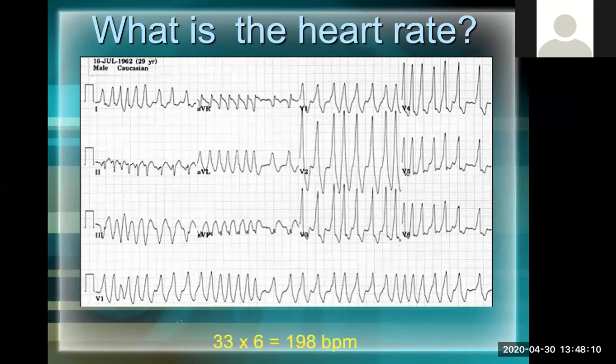So here, this patient has a pretty excited AF, but that's not the topic. You got 33 R waves inside the strip. You multiply by 6 if you want to do it that way. That's for irregular rhythm. So this is called the 10-second rule.